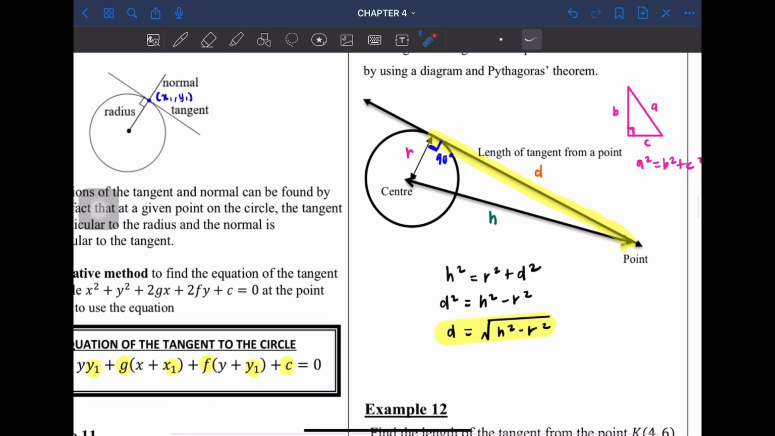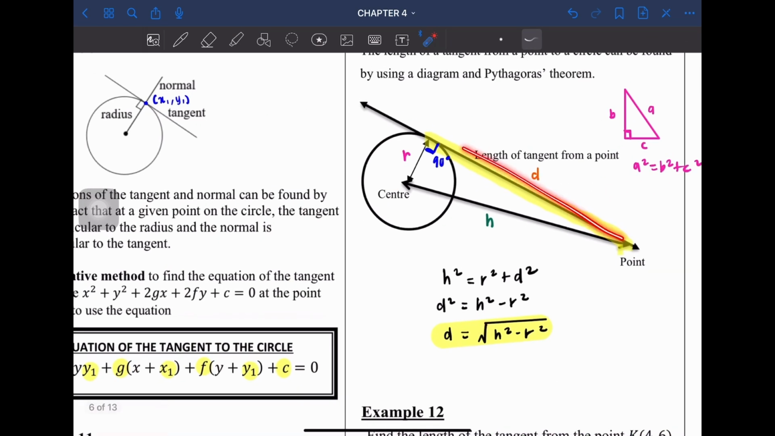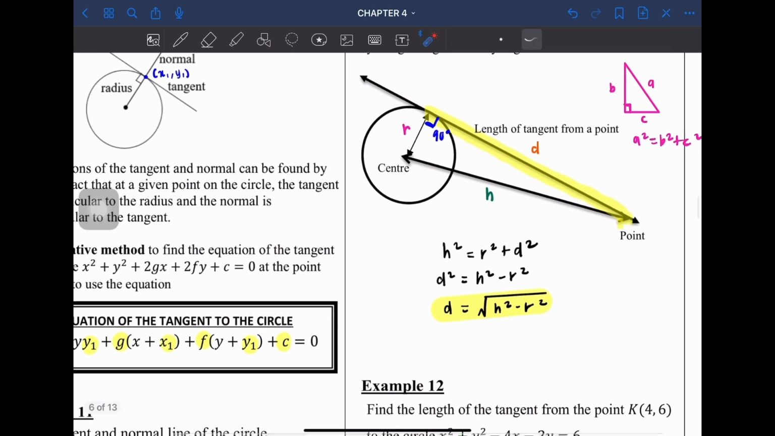So again, why is there no plus minus at the front? Because this is distance, this is length. So the length or the radius or the distance will always be positive. That's why there will be no negative at the front.